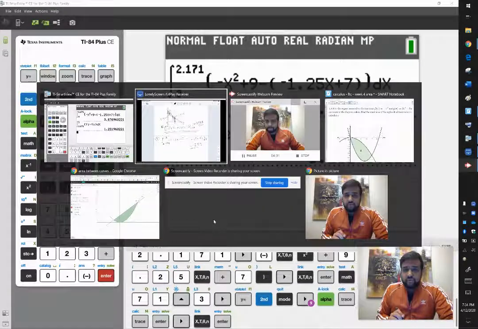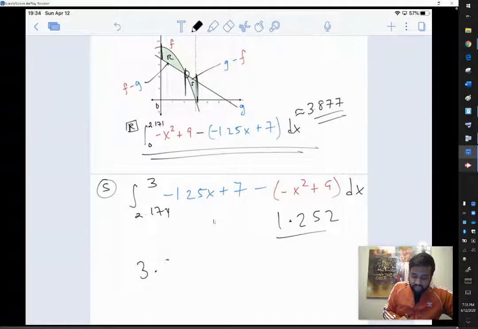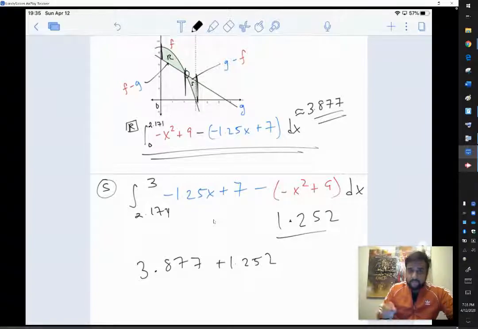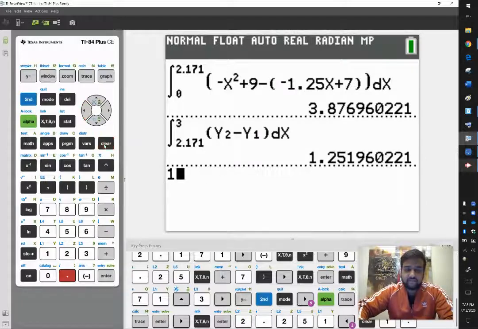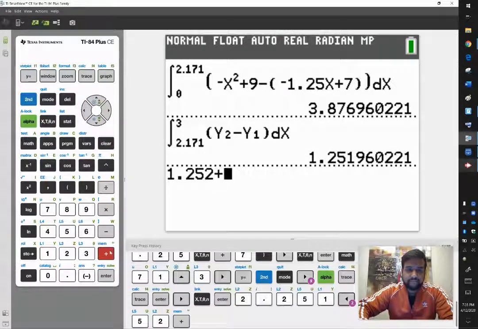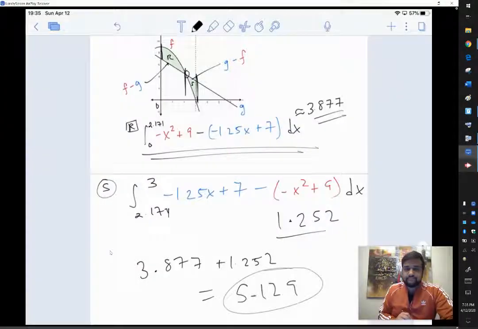So the actual ultimate question was the total area. So we just add these together, 3.877 plus 1.252. Completely failed at typing that. And we get 5.129. That's our answer.